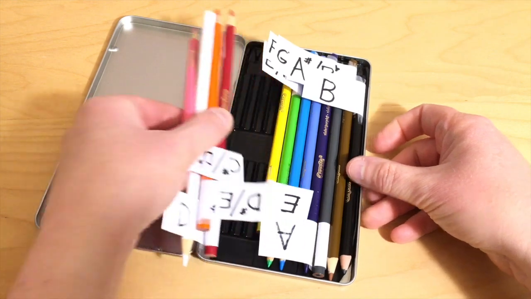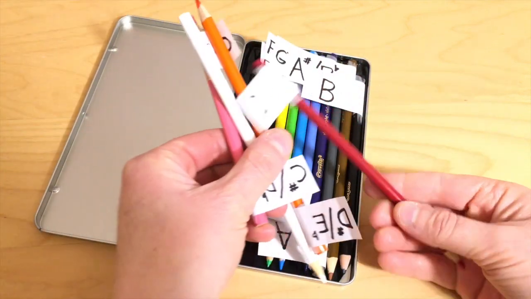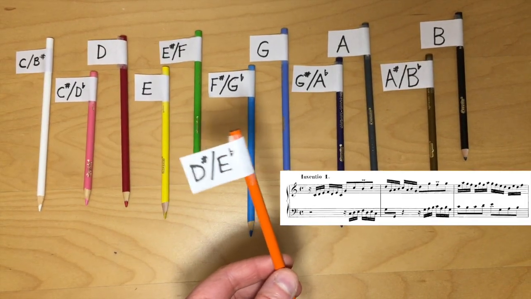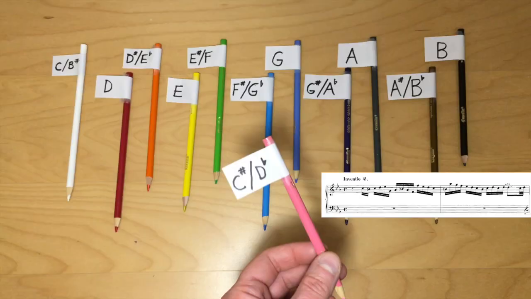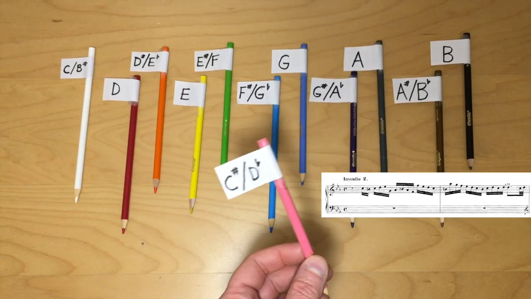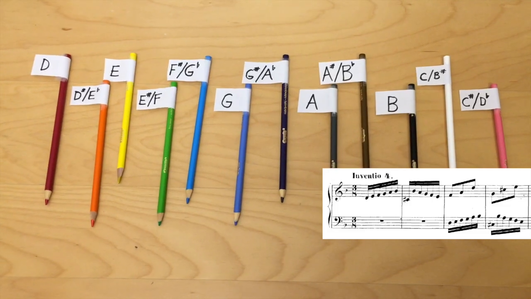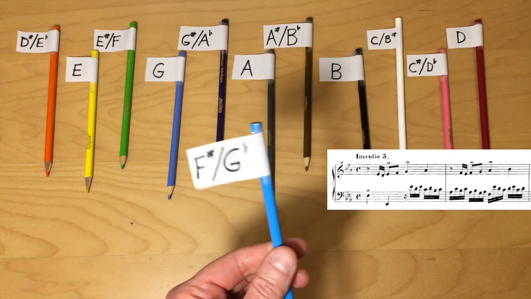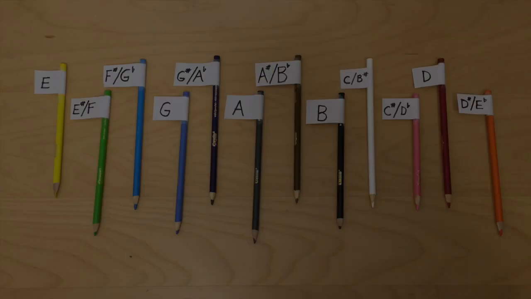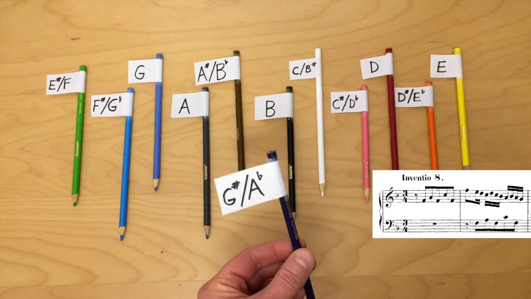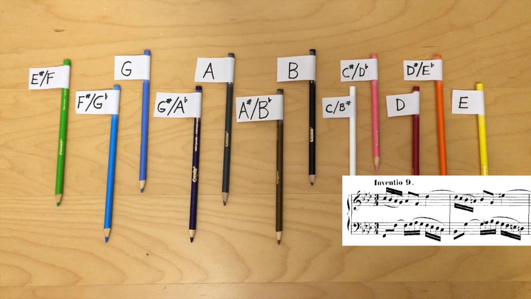I'll show you the arrangement of colors, as it were, for each of the 15 inventions. So number 1, you see, has no D-sharps. Number 2 has no C-sharps. Number 3 has no Fs. Number 4 uses all 12 pitches. Number 5 has no G-flats. Number 6 uses all 12 pitches. Number 7 has no Fs or Ds. Number 8 has no G-sharps. Number 9 uses all 12 pitches.